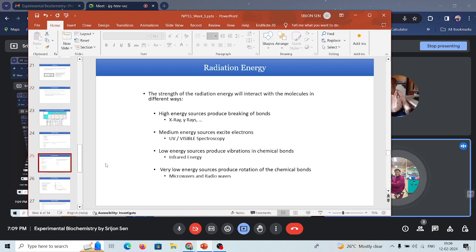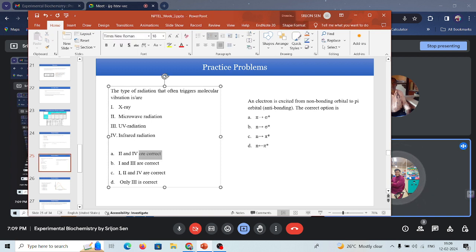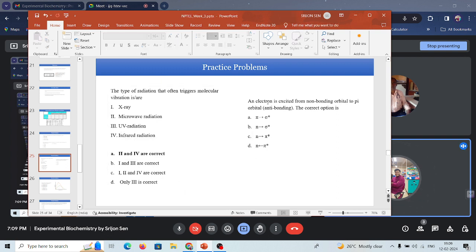So let us see what the options are. We have infrared radiation, microwave radiation, UV radiation and X-ray. So 1 is not correct; 2 and 4 will be correct, where we have microwave radiation and infrared radiation. The next question is: an electron is excited from a non-bonding orbital to a pi orbital.